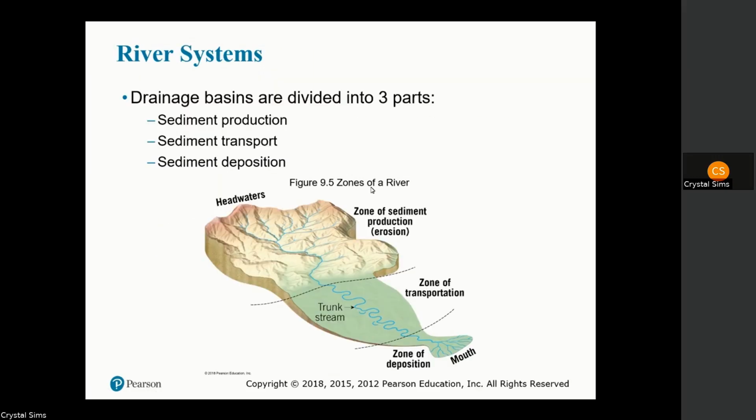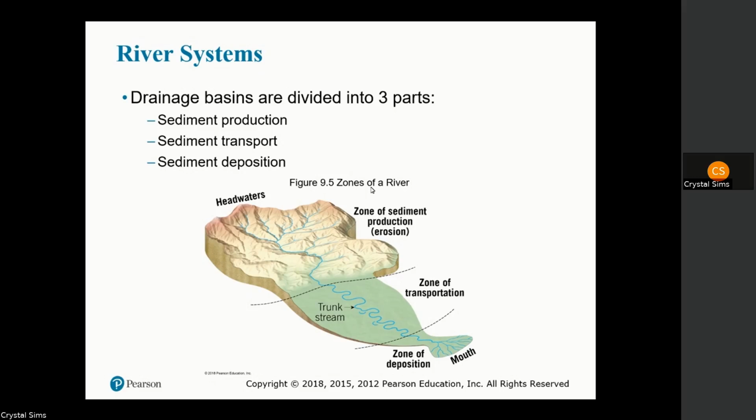So let's look a little bit closer at these drainage basins. When we look at a drainage basin, we can divide it into three parts: the zone of sediment production, the zone of sediment transport, and the zone of sediment deposition. In the top zone, the zone of sediment production, located in the headwater region, this is where most of the sediment is derived. It typically starts as bedrock that is broken down by weathering and then transported down slope.